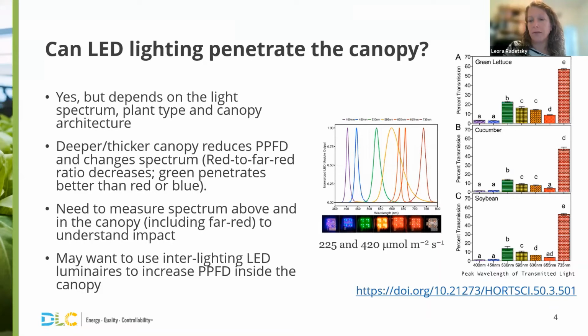And what you can see from the graph on the right is that for these 3 crops, at least, these 3 types of plants, green lettuce, cucumber, and soybean, there was no effect of light level. So even at 2 different light levels, they transmitted the same amount of light. For the other crops, there was a small effect of light level, but basically the trends are the same. Violet and blue light transmit very little to the crop, to the plants underneath. Green and amber light transmit a little bit more. Red light is not as good as green and amber, and far red transmits quite a bit, right?